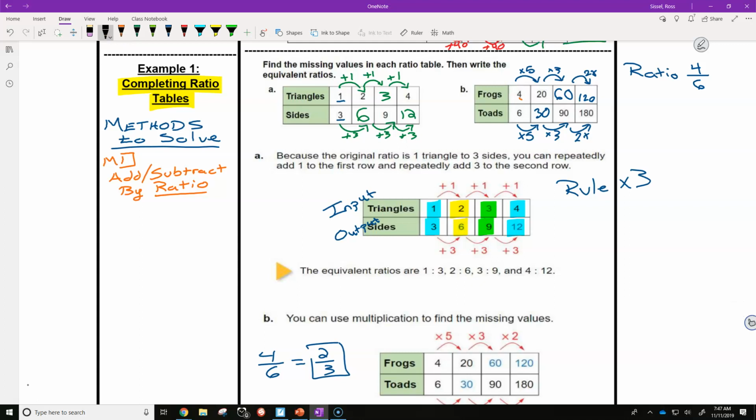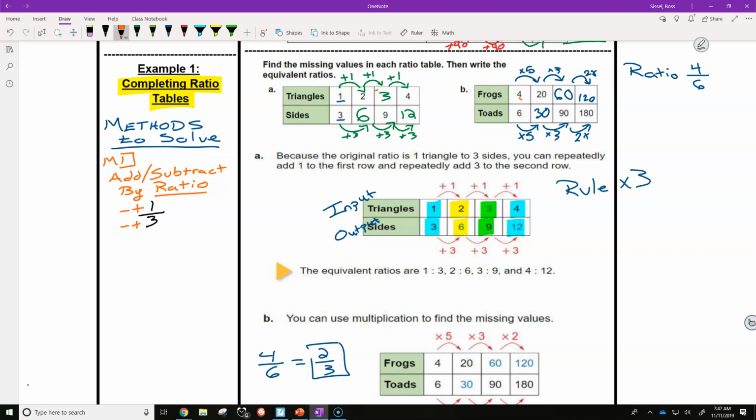Now, I'm going to use this one. If it was 1/3, that means if I add 1 to the top row, we add 3 on the bottom row. If I subtract 1 on the top row, I subtract 3 on the bottom row. Does that make sense? Just like we did here with triangle to the sides. My ratio is 1/3. I added 1, so I added 3. You have to add what your ratio is.